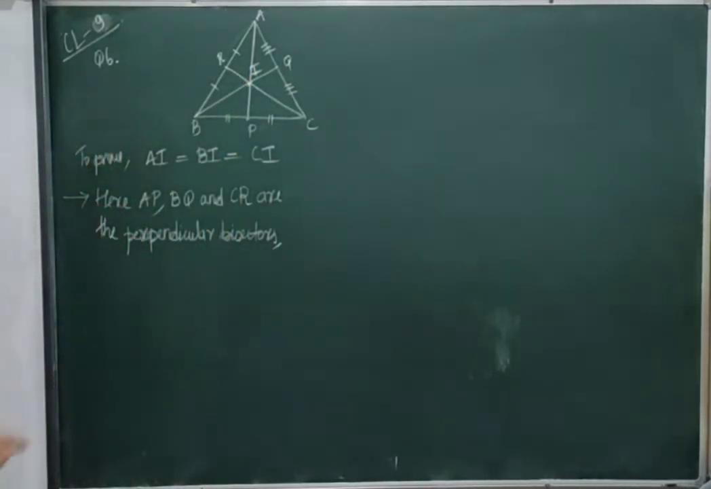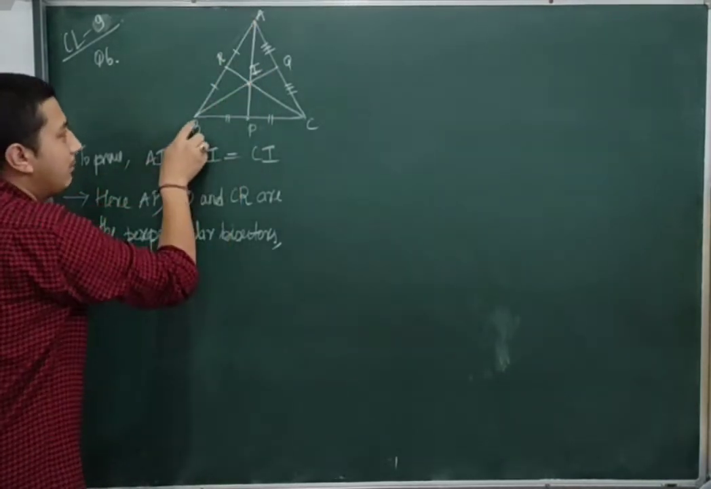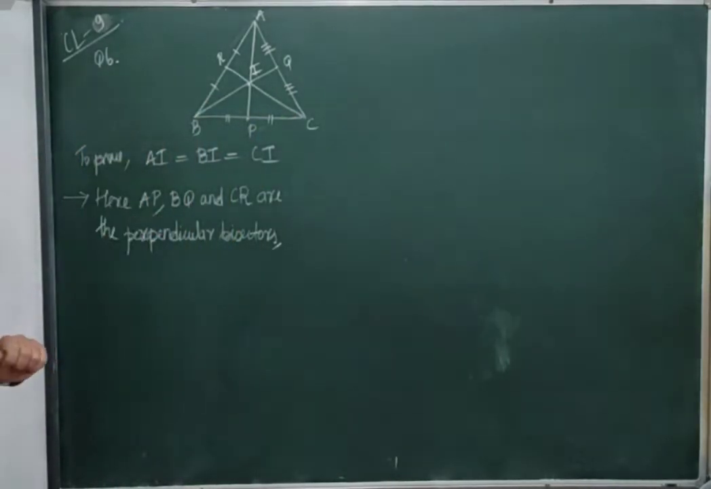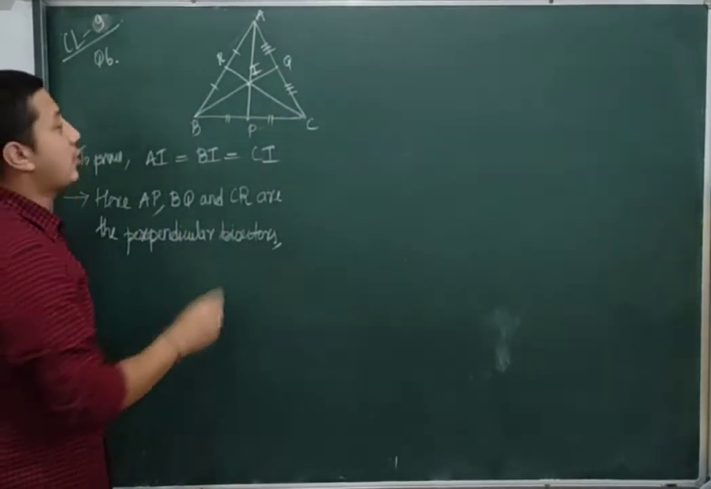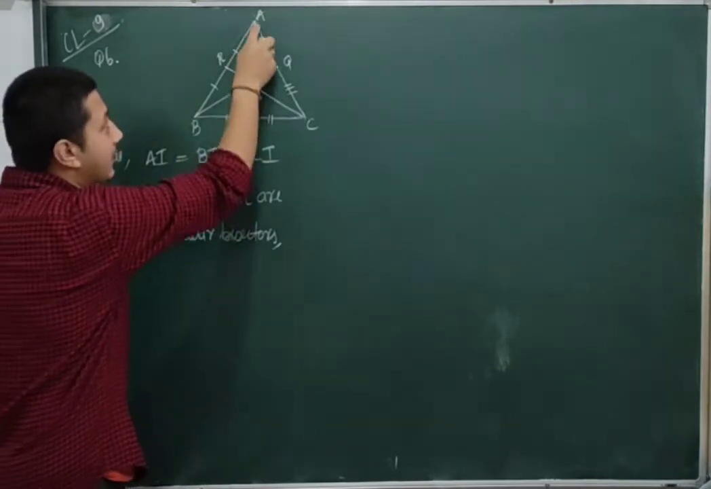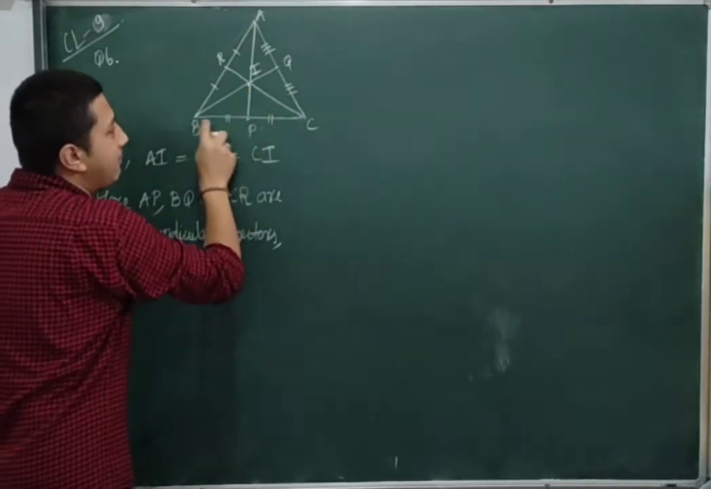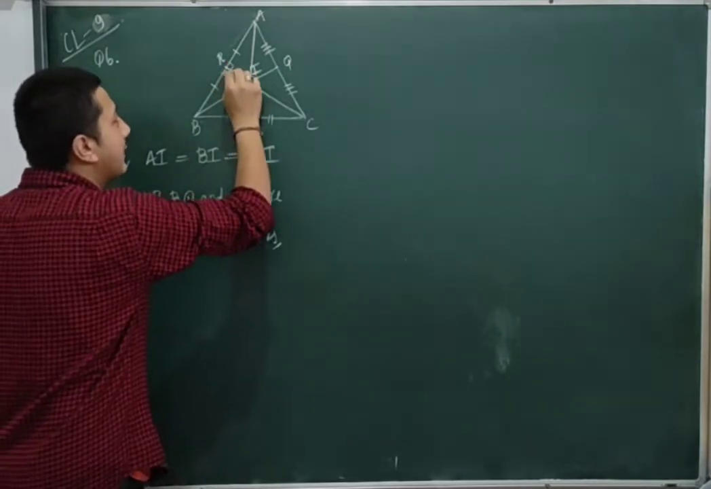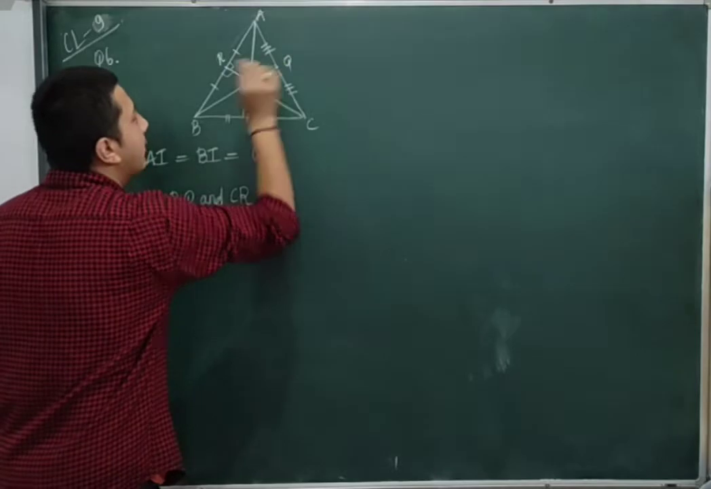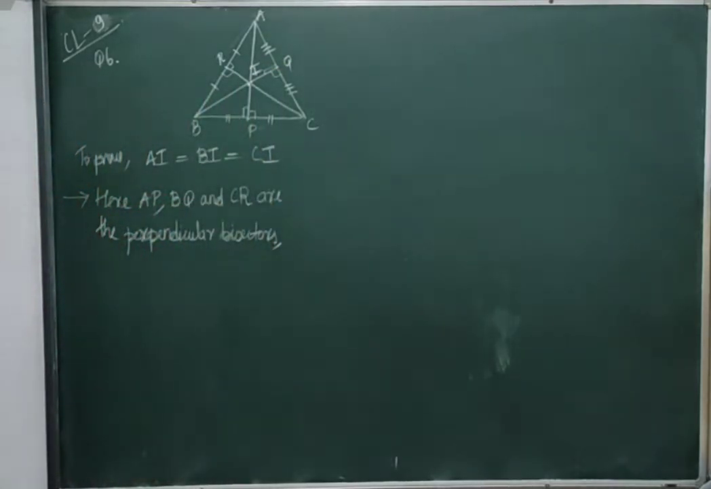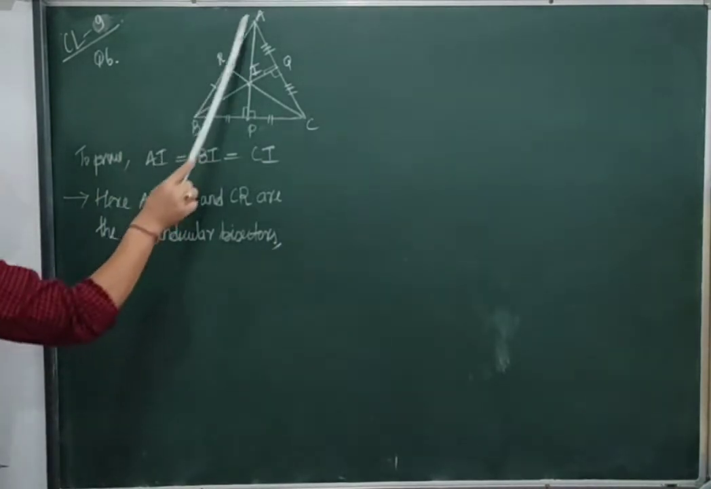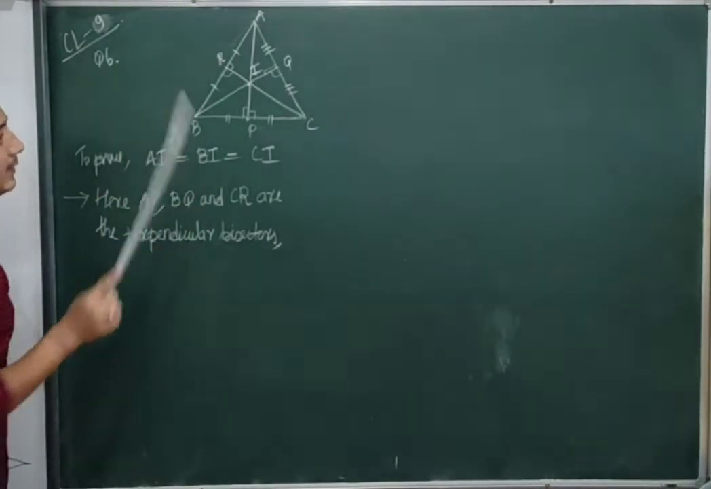They meet at I. What I have to prove is that AI is equal to BI is equal to CI. Let us also not forget it is a perpendicular bisector, so all the angles will be 90. It is a perpendicular bisector of side BC, so this angle will be 90. Okay, this angle will be 90 and this angle will be how much? 90.